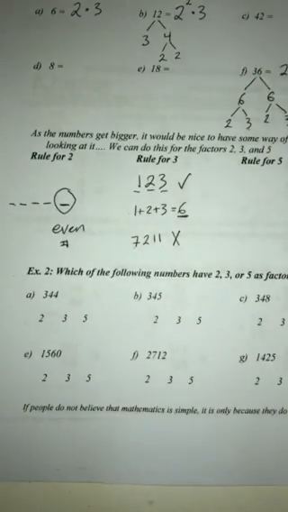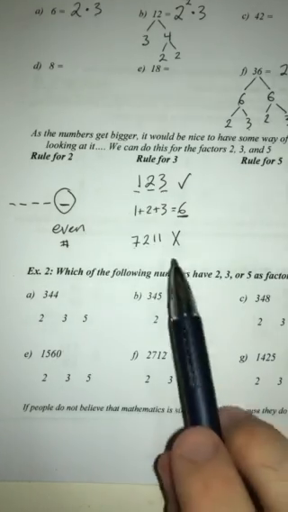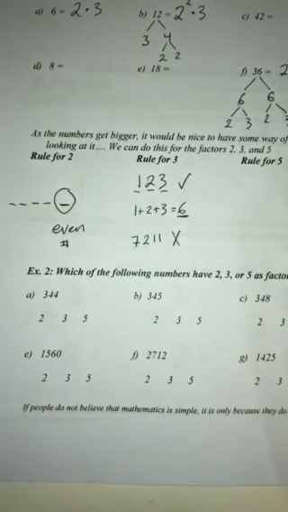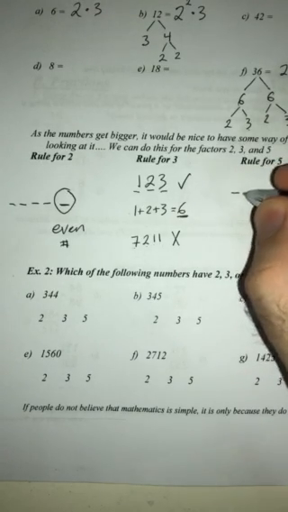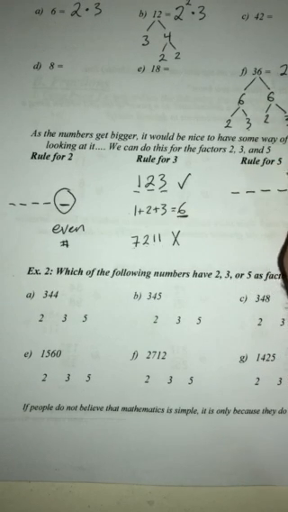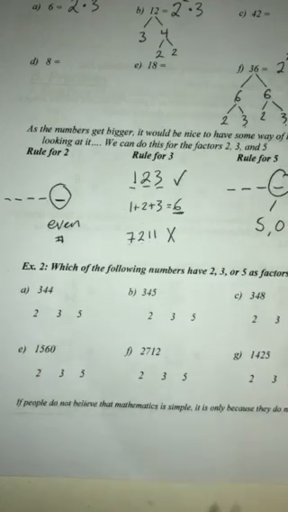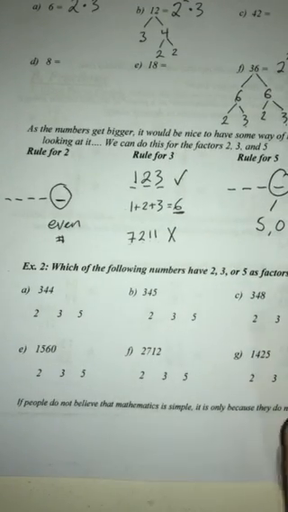So this is not divisible by 3. I'll get some examples done here. Rule of 5, very easy. You have whatever your number is, this last digit. If this is a 5 or a 0, then it's divisible by 5.